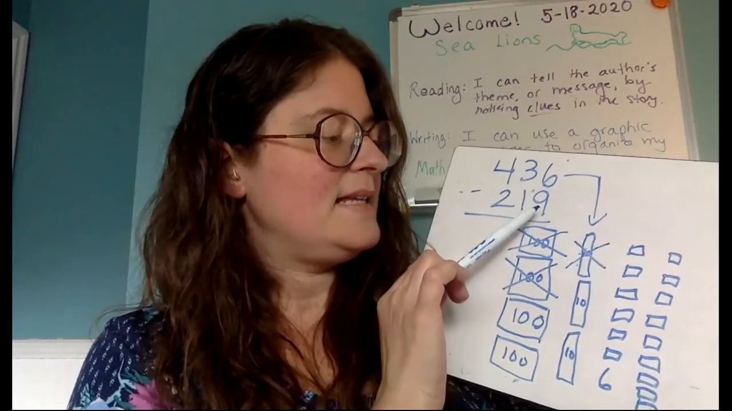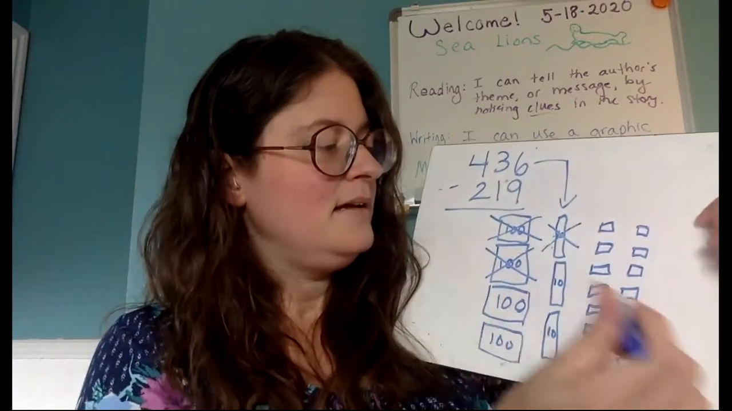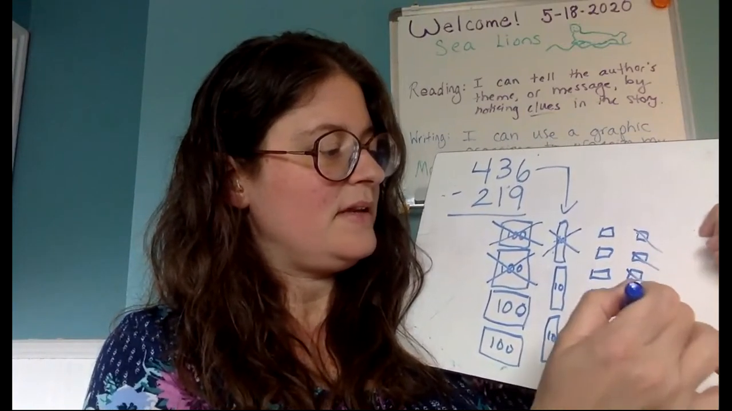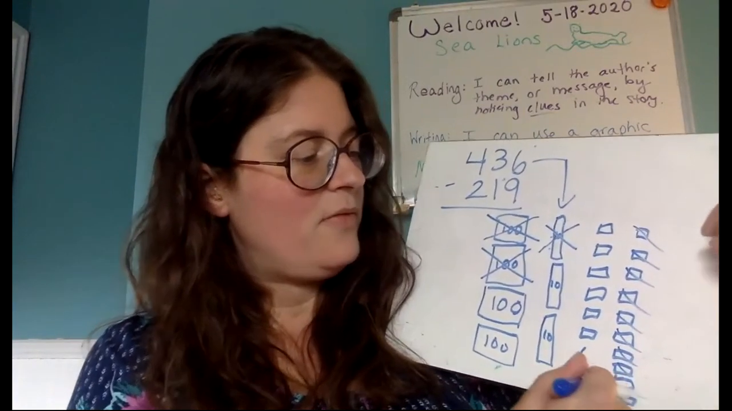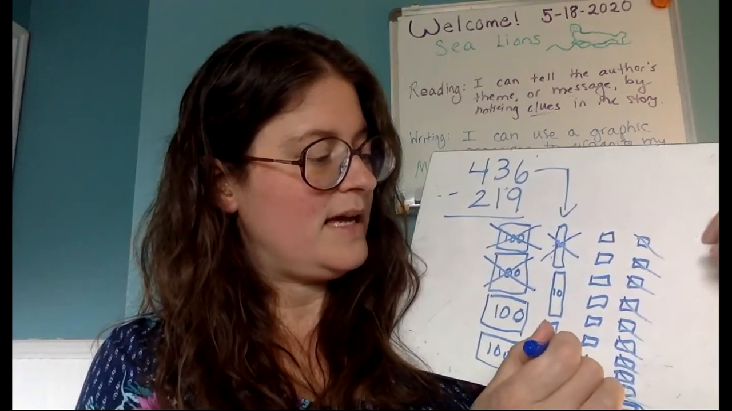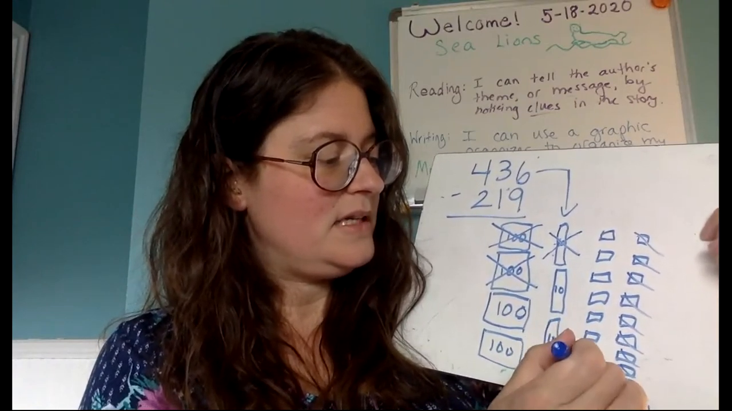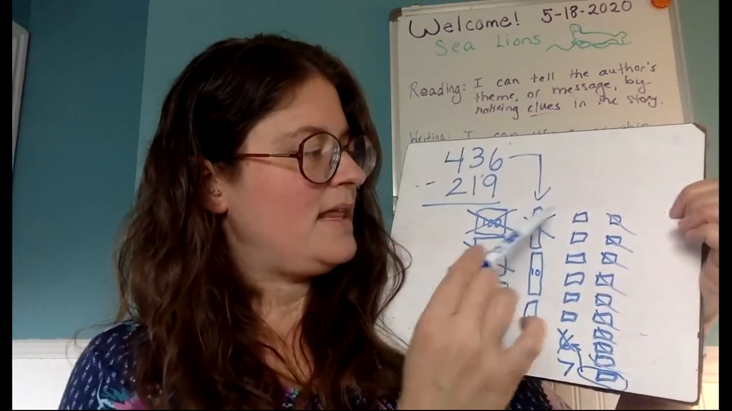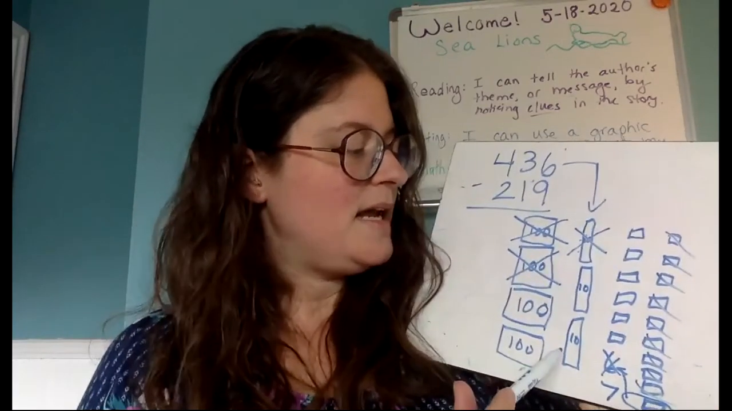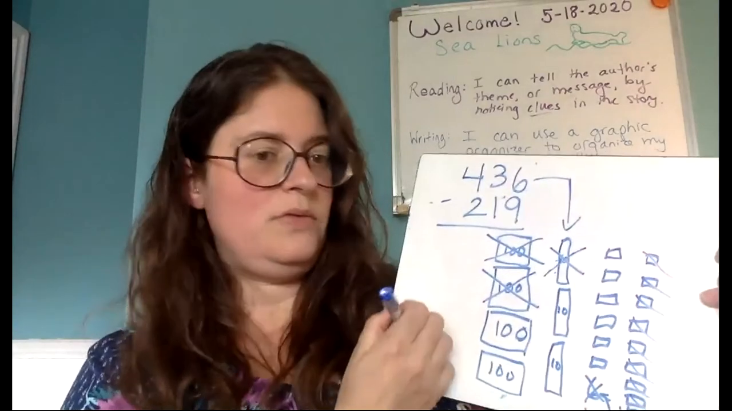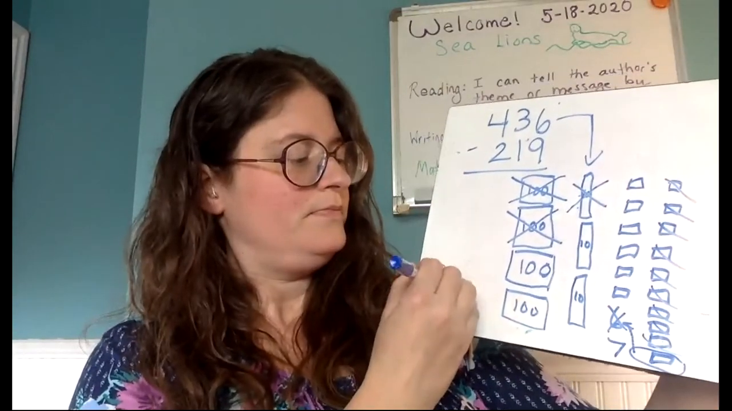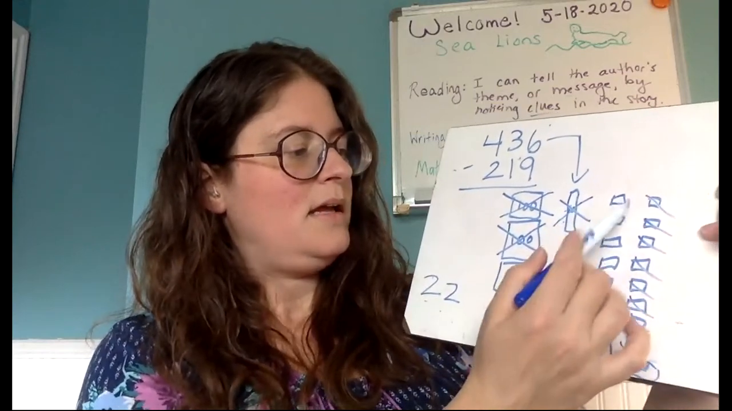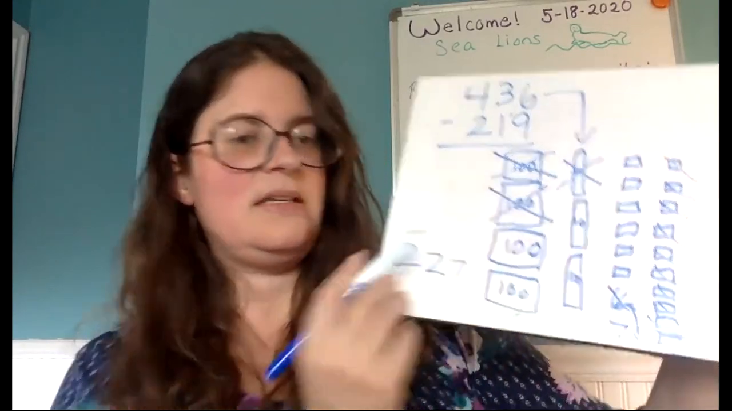And so now I can take away 9 of those. 1, 2, 3, 4, 5, 6, 7, 8, 9. And look, I have one left that I will add to this 6. So now instead of 6 ones, I have 7. And I already took away that 10 to regroup. So now I have 200, 10, 20, and 7 ones, 227.